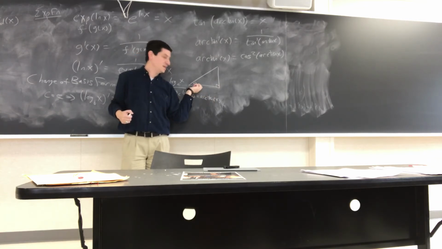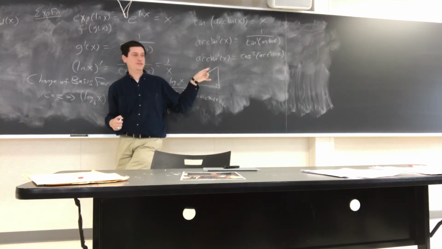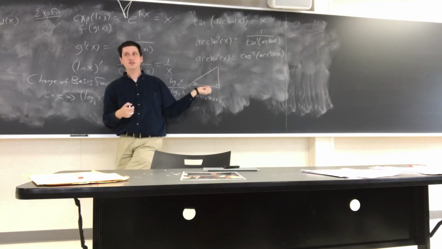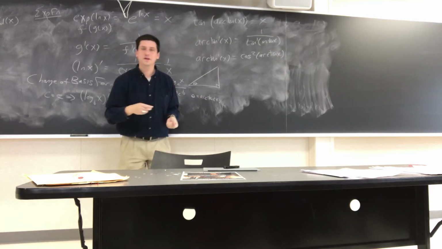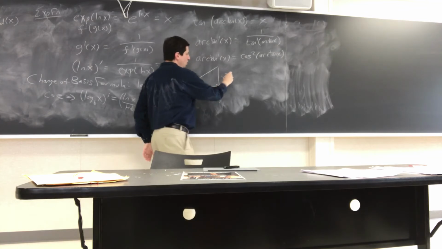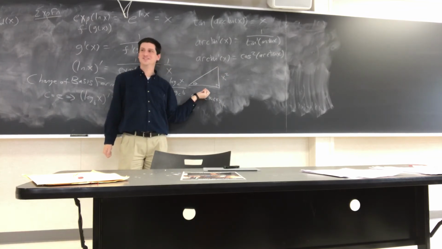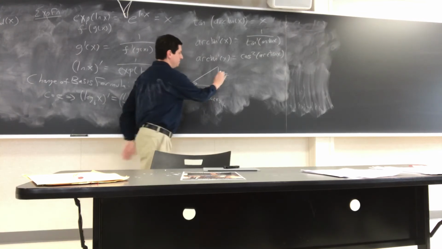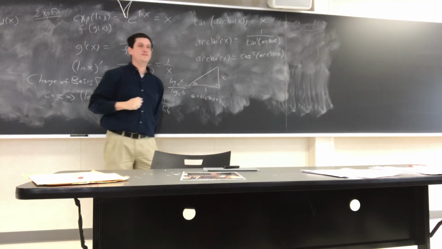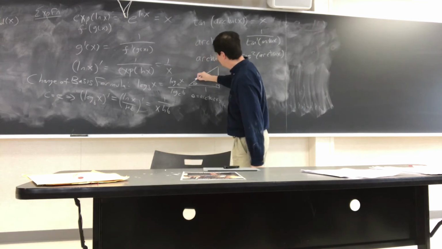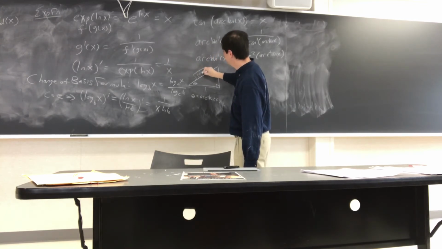I want the tangent of this angle to be x. What should this side be? So tangent is opposite over adjacent. Yes? X squared. If I choose this to be x squared, what do I want this to be down here? X. So rather than doing x squared and x, x and 1. So if I choose this to be my triangle, I'm forcing the tangent to be x. By Pythagoras, the hypotenuse is the square root of 1 plus x squared.